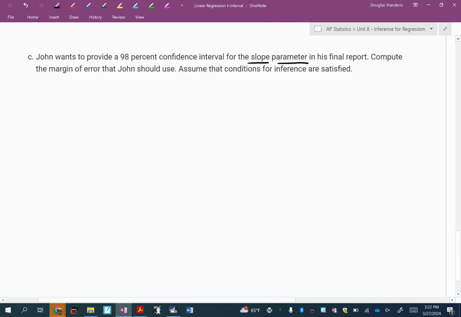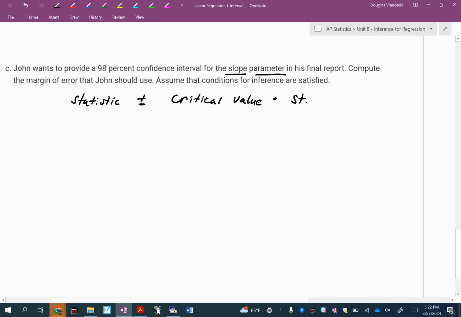Here's what the AP exam is going to give you on the formula sheet. To run a confidence interval, it is statistic plus or minus critical value times, and I'm going to make this a little easier for you. They write standard deviation, but 99% of the time it's going to be the standard error of the statistic. They're going to put standard deviation, but you should know that most of the time when you do this, you're going to write standard error, SE, not SD.